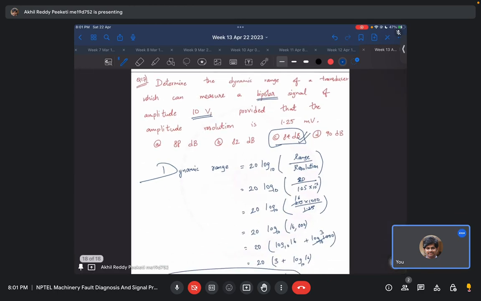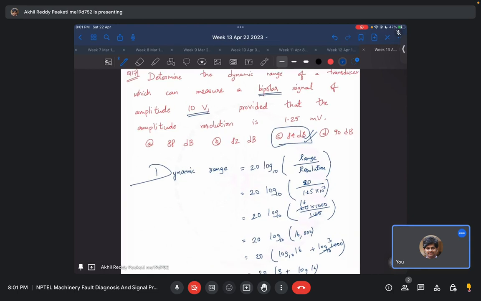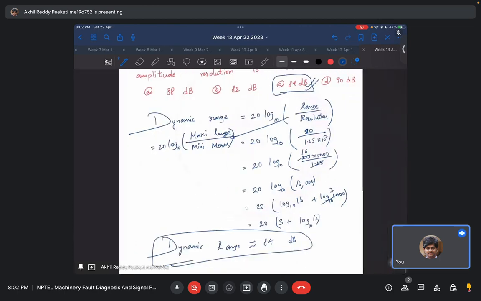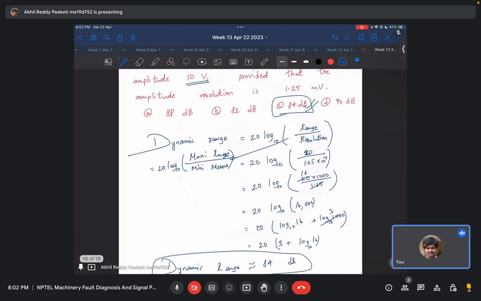So usually this can also be written as 20 log 10 maximum range by minimum measurement possible. So in most of the cases minimum measurement is the resolution. The answer is 84 decibels. I hope this is clear.